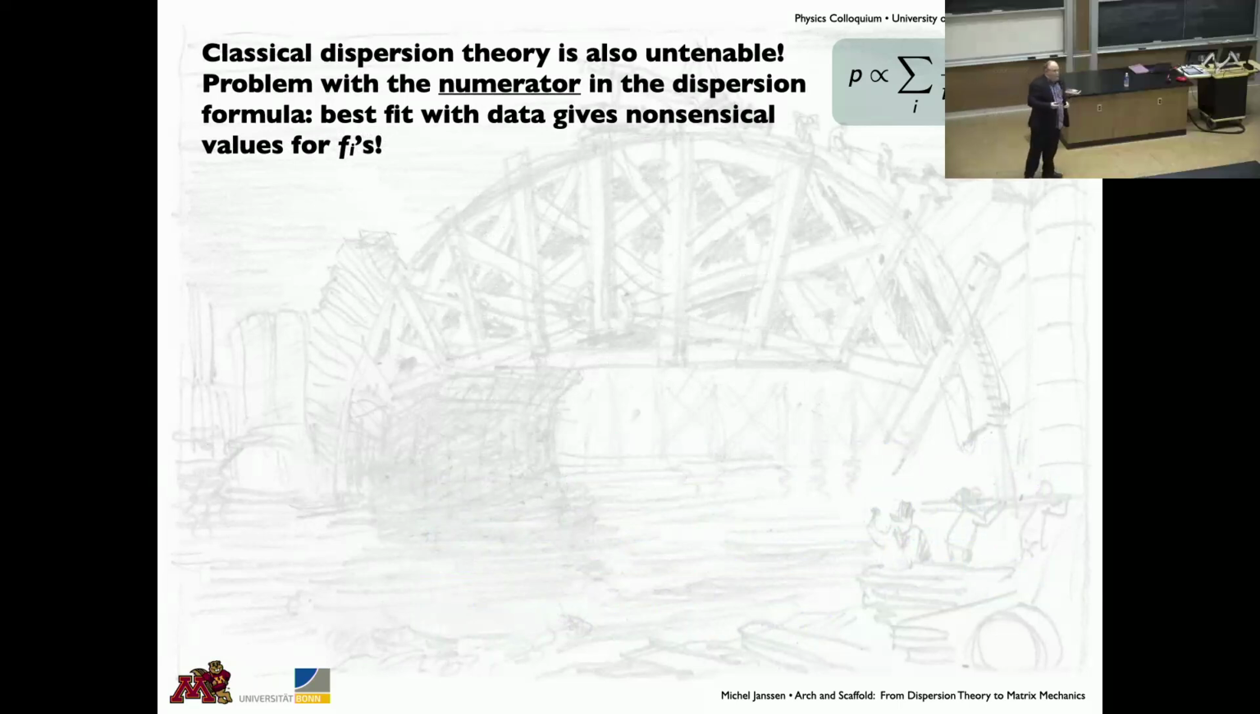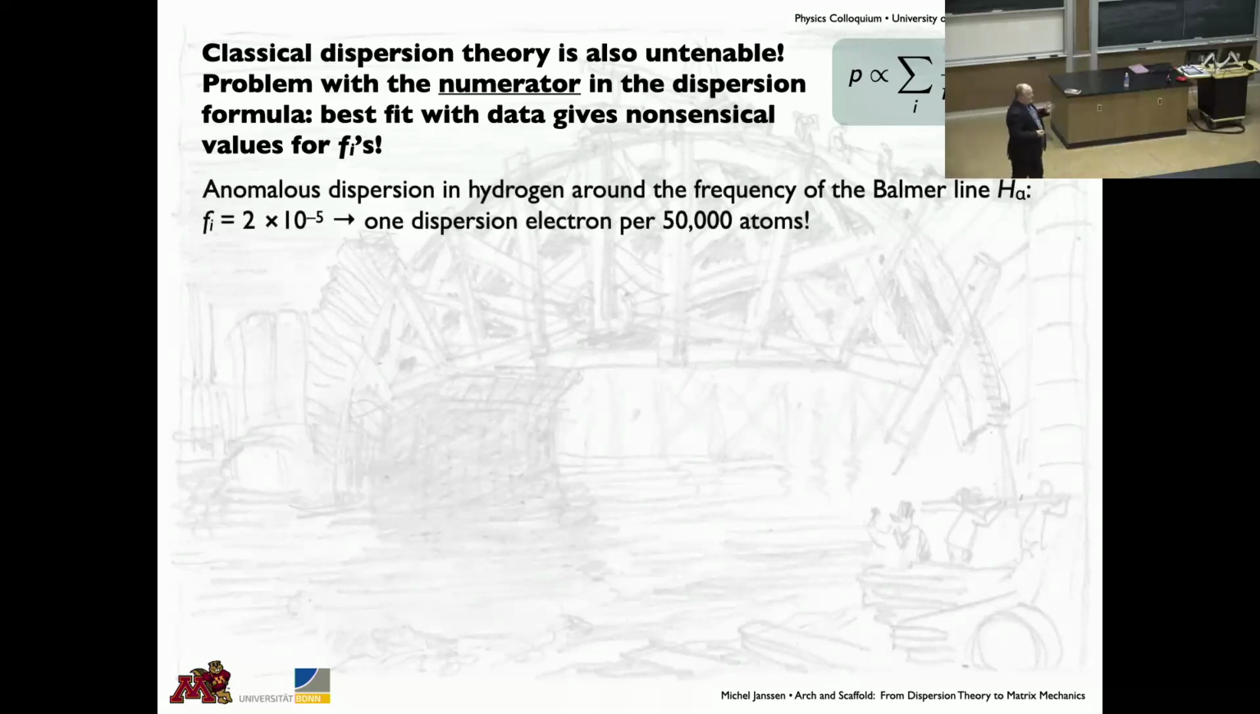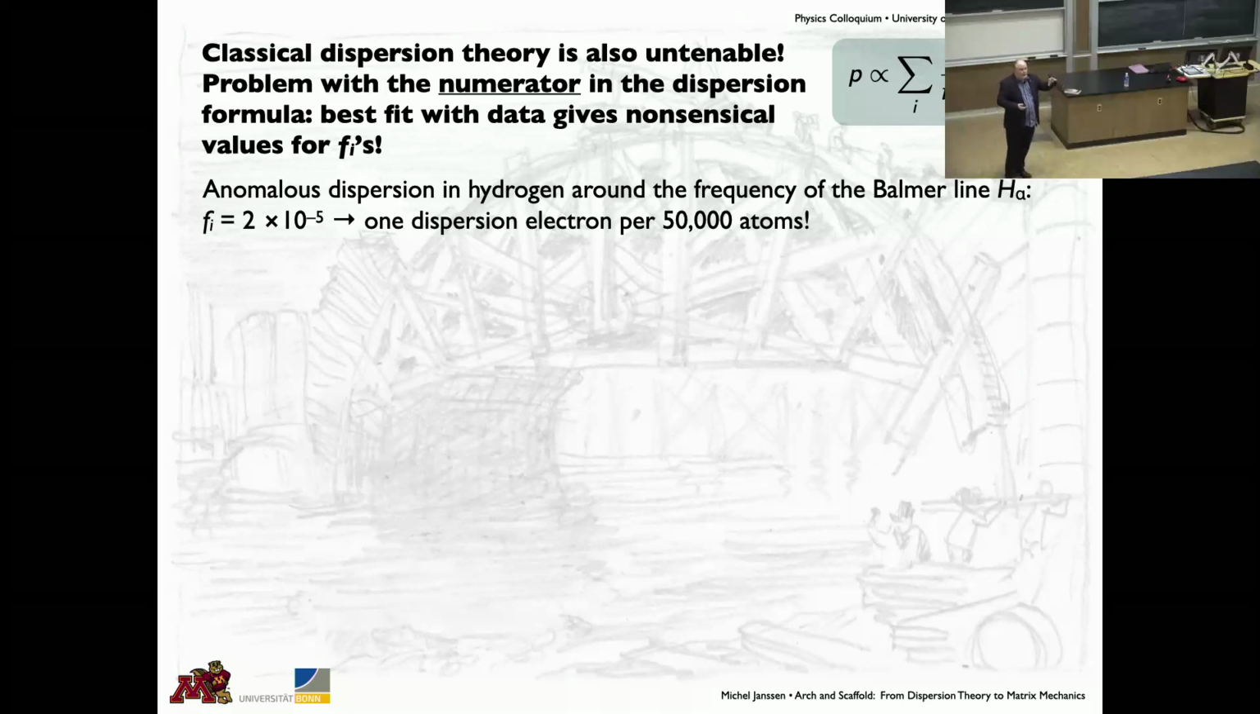what actually sort of helped things along was that the classical theory also turned out to be untenable. And there, the problem was not, as for the quantum theory, in the denominator. For the classical theory, the problem is in the numerator. Remember, I talked about these f_i, right, the oscillation strength. Basically, these are parameters that you fit to the data. And in some cases, the best fit would give very low values of this. You would have 1 dispersion electron of a particular resonance frequency per 50,000 atoms. That clearly goes right against the picture I showed you, where the idea is every atom has on the order of 1 or 2 of these resonators for these resonance frequencies. So what was going on here?